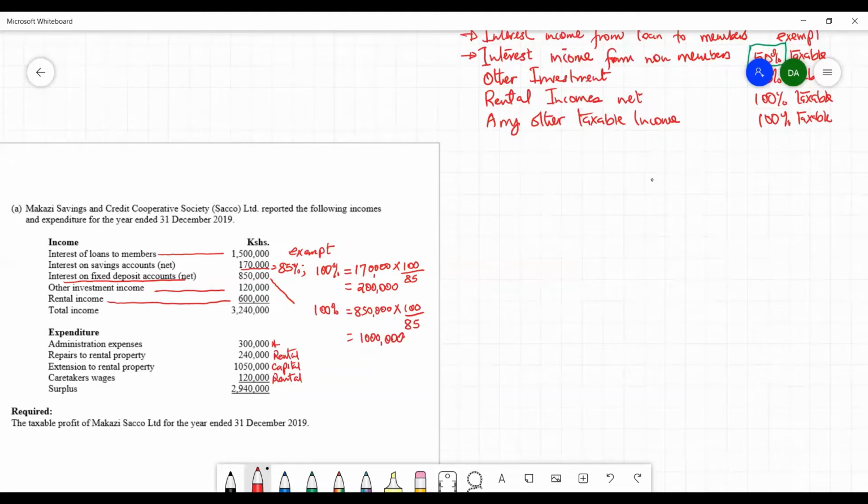We are required, therefore, to determine the taxable profit of this particular SACCO for the year, and we can extend to determine the tax payable by the SACCO. To answer this question, we prepare the statement of taxable income. Makazi SACCO Limited, statement of taxable profit.